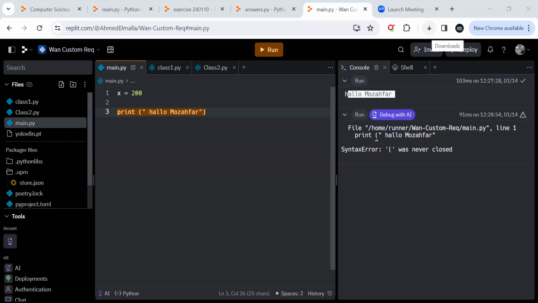So Muzaffar, are you able to see my screen? I have to write again here. Yeah. Okay. Alright.